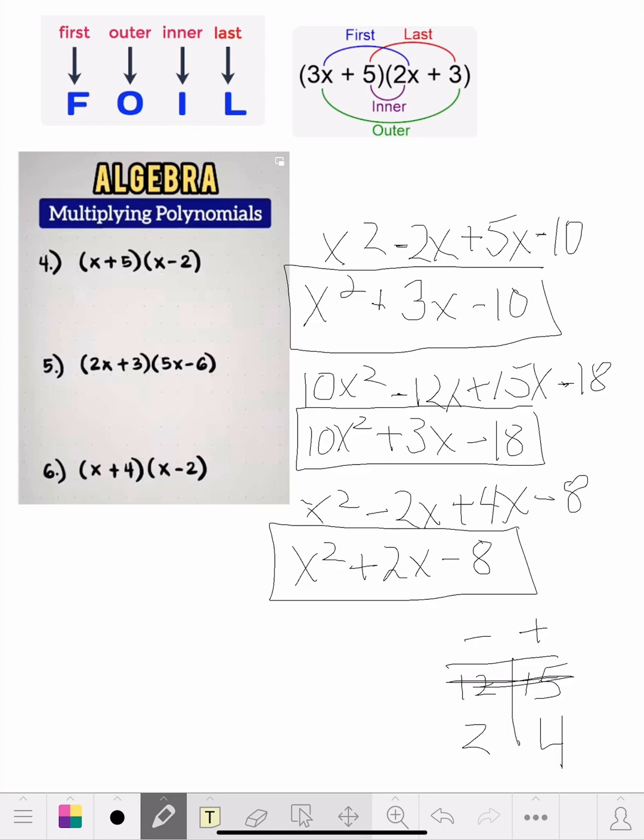So this FOIL method works every single time. And just remember how you do the first numbers, the outer numbers, the inner numbers, and the last numbers. And that's all there is to it. So it might look hard, but it's easy.